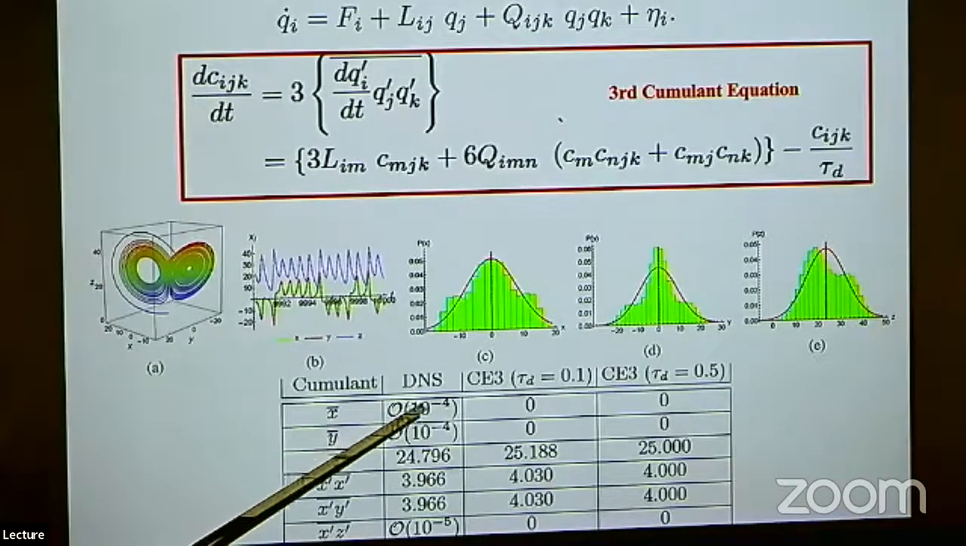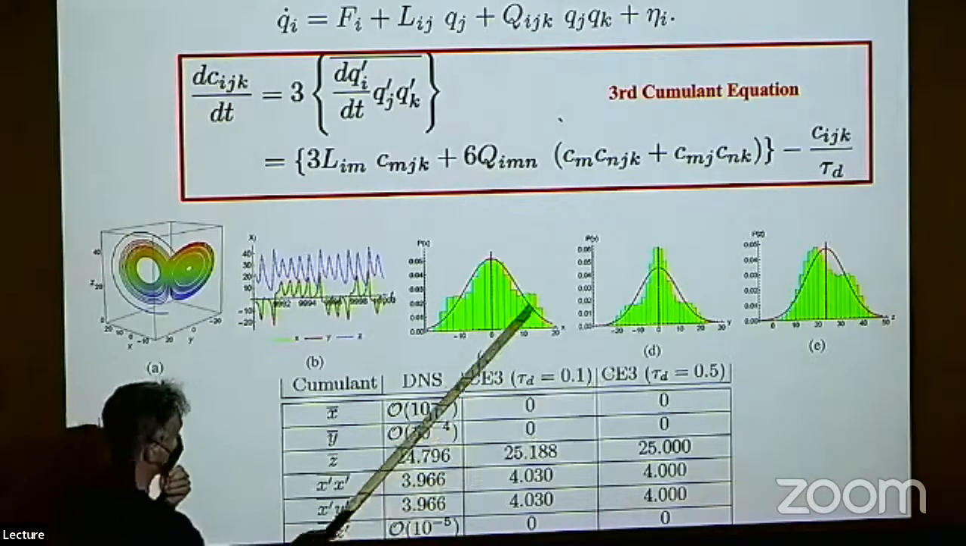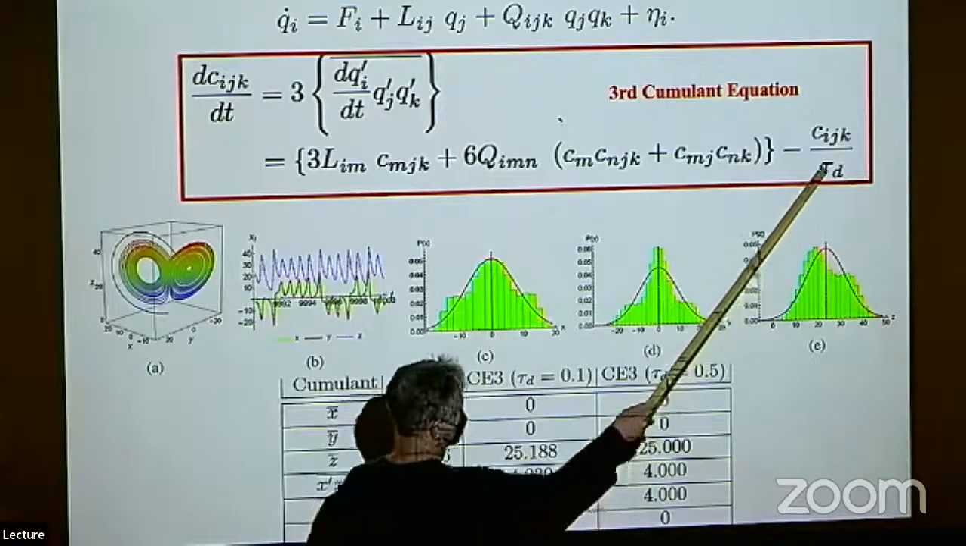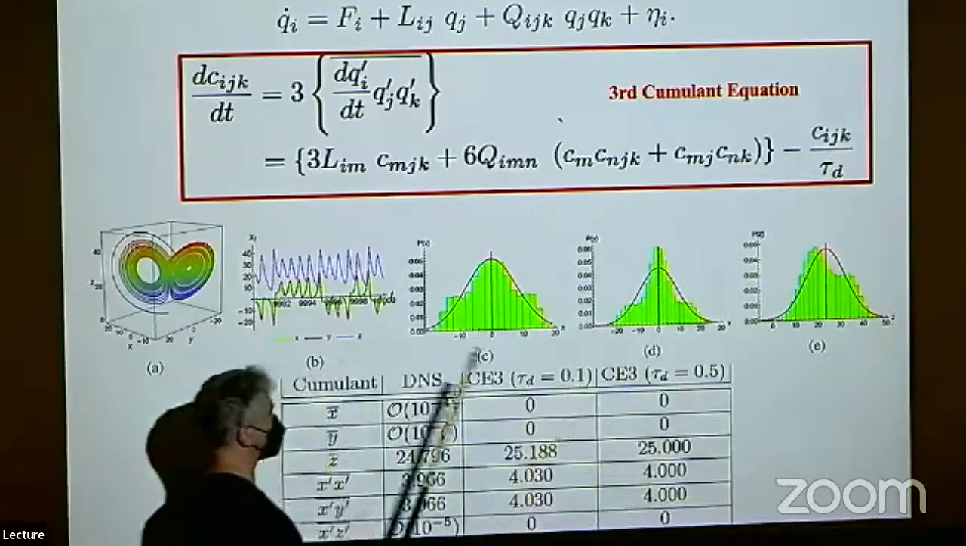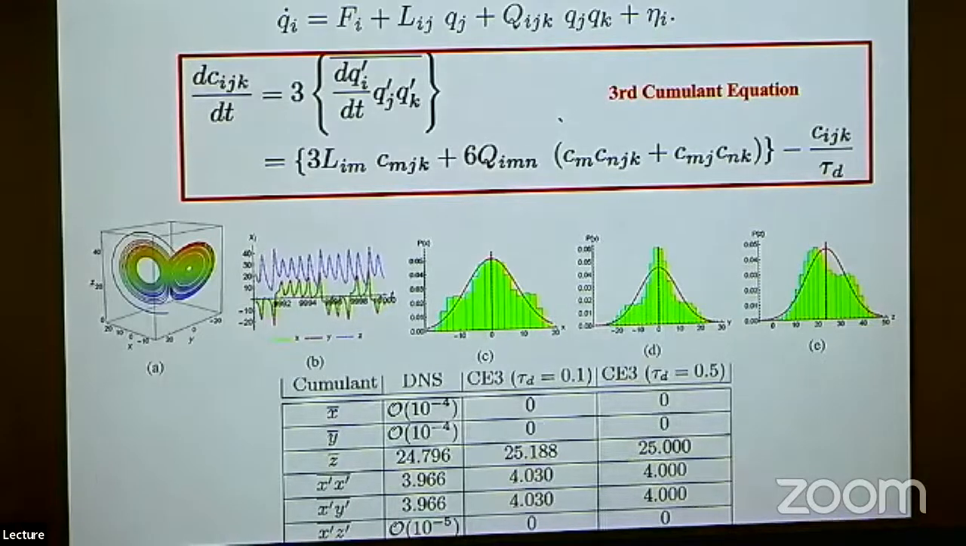And it doesn't do too badly if you go to third order, CE3. Depending on what you choose for this, we get slightly different results. It's called an eddy damping time. I'll come back to that a bit later on.